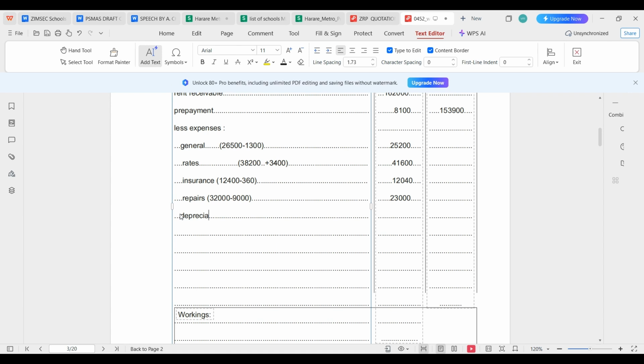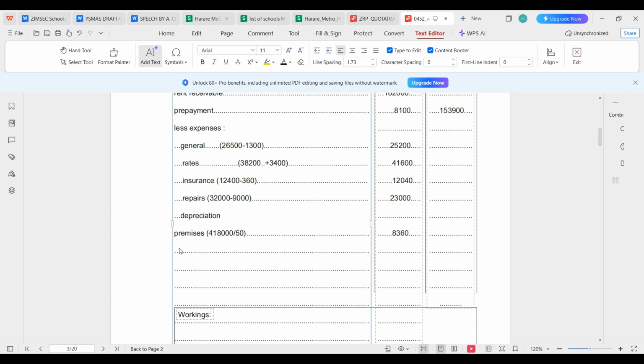Depreciation. So here we have two things that are going to be depreciated. So we have premises. For premises, it's easy. We're simply going to say 418,000 divided by 50. Divided by what? 50 years. They're saying that it's going to be depreciated over a 50-year period on a straight line basis. So 418,000 divided by 50 gives you 8,360. 8,360 is what is going to be charged as your depreciation for premises.